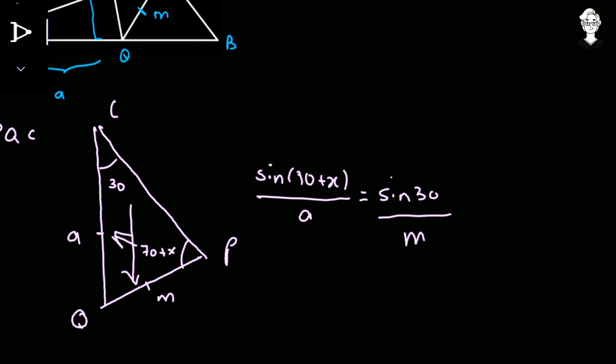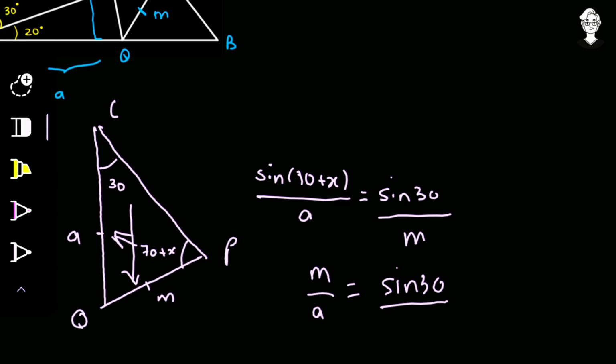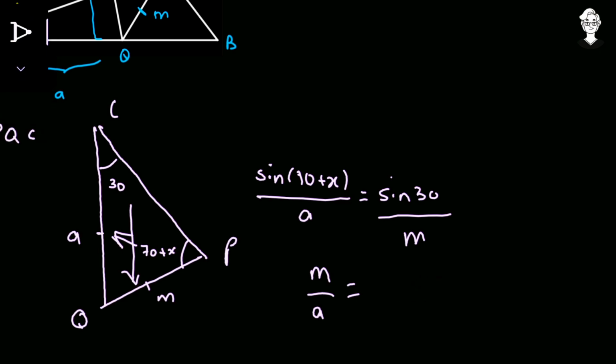Now from here we can also say that M upon A is equal to sine of 30 upon sine of 70 plus X. Now sine of 30 has a value of 1 by 2. So it forms 1 upon 2 times sine of 70 plus x. So this is the value of M upon A we have obtained.